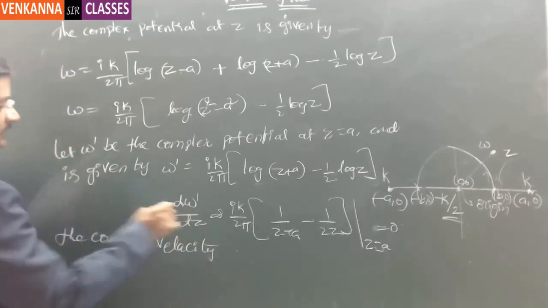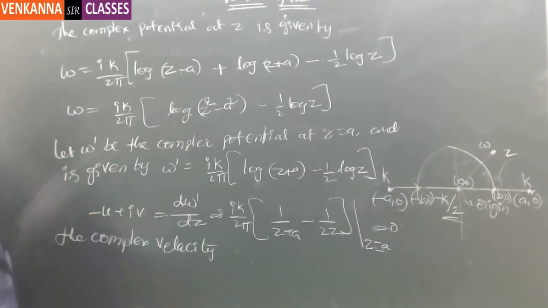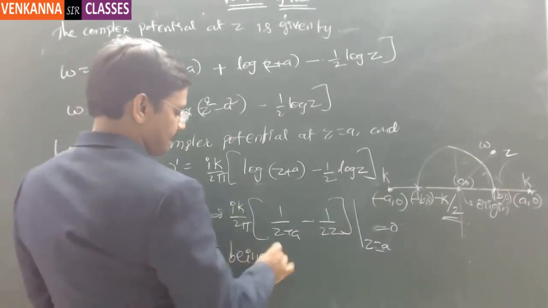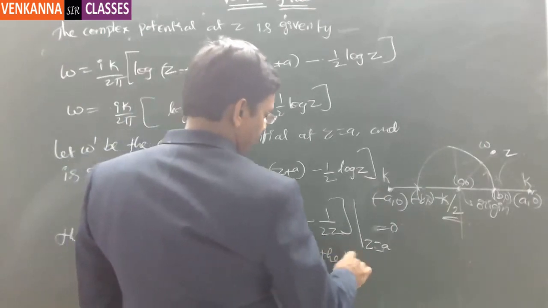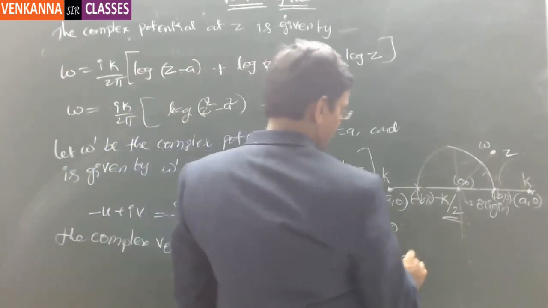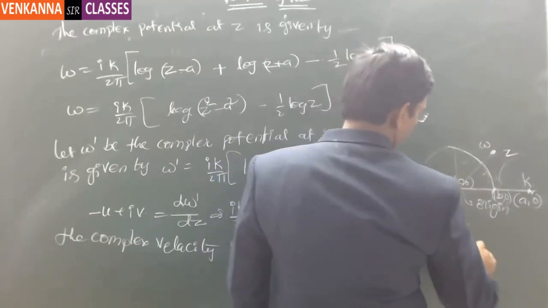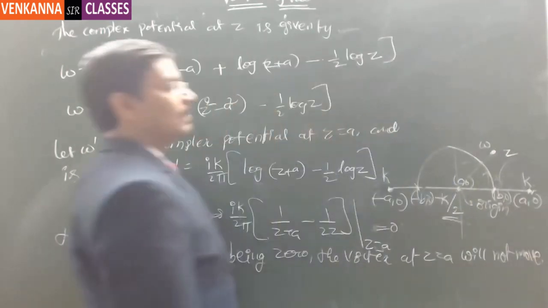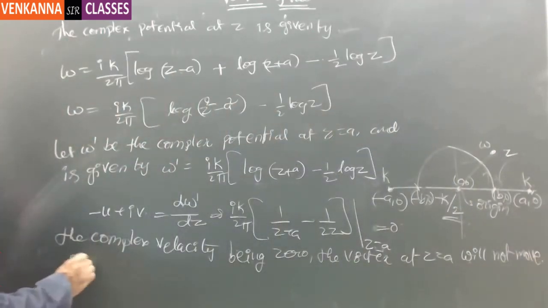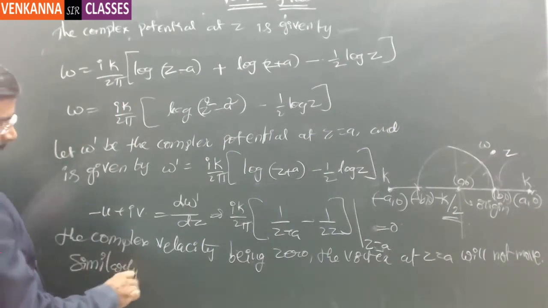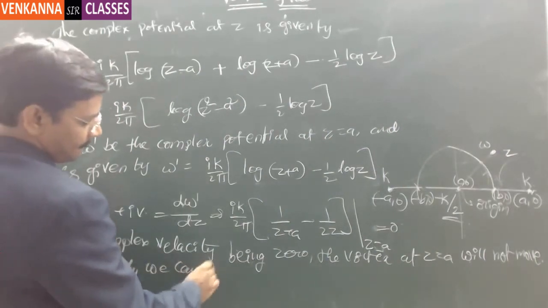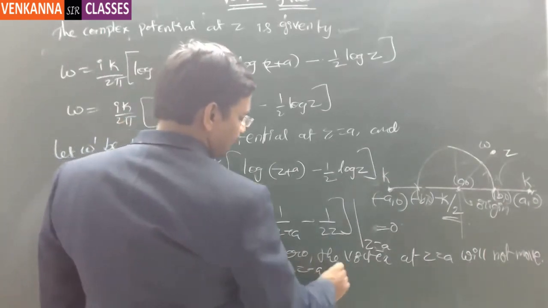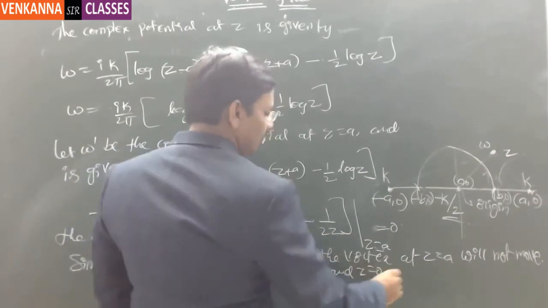The complex velocity is nothing but minus u plus iv. So this being 0, the vortex at Z equal to A will not move. This is the combined effect of it. Similarly, we can prove that at Z equal to A, Z equal to minus A and Z equal to 0, the vortices will not move.